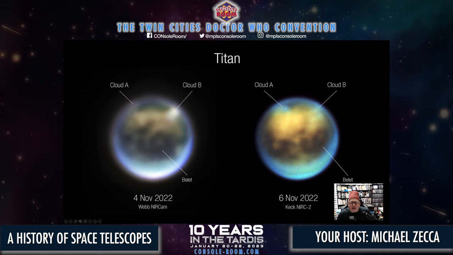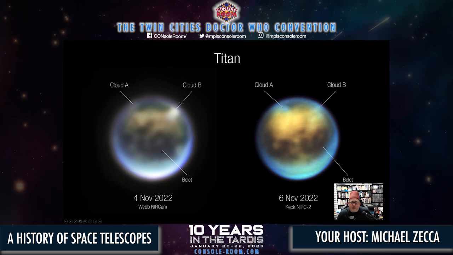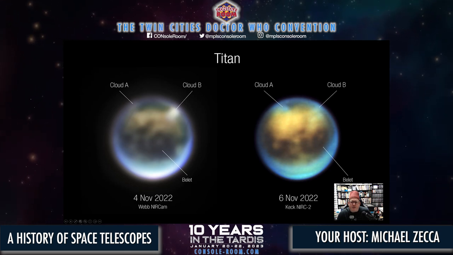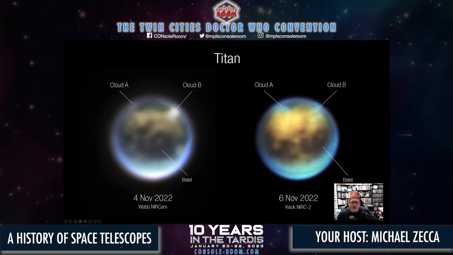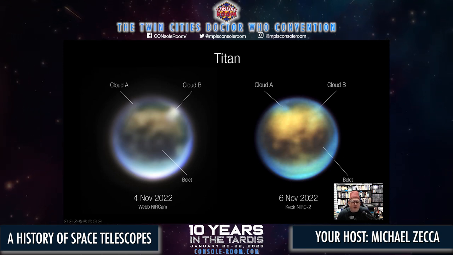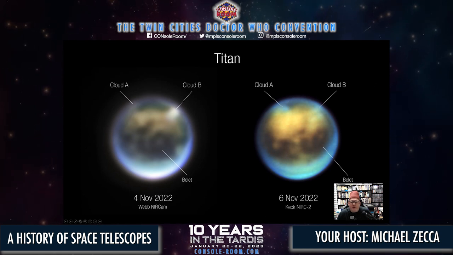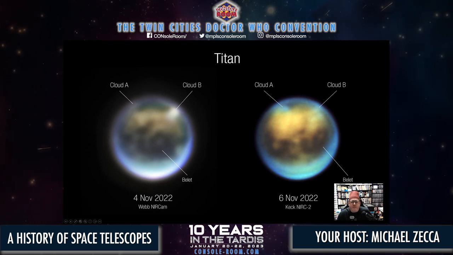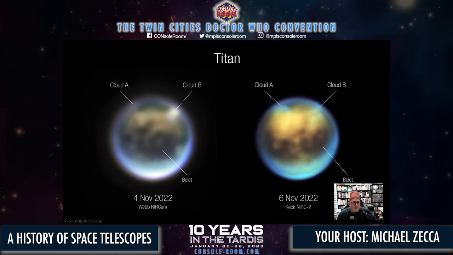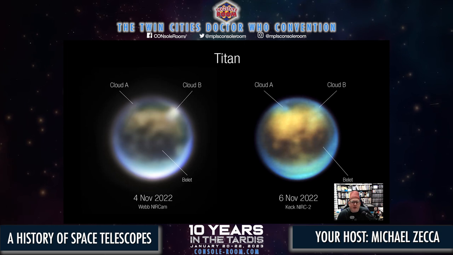And from the Keck Observatory in Hawaii, which is up high on a volcano, they've been able to do some infrared observations to look at clouds on Titan and to see through the atmospheric haze. But we also were able to do that with the James Webb telescope. So these are two pictures taken 2 days apart, one with Webb, one with Keck. So we can see details on moons in the outer solar system.